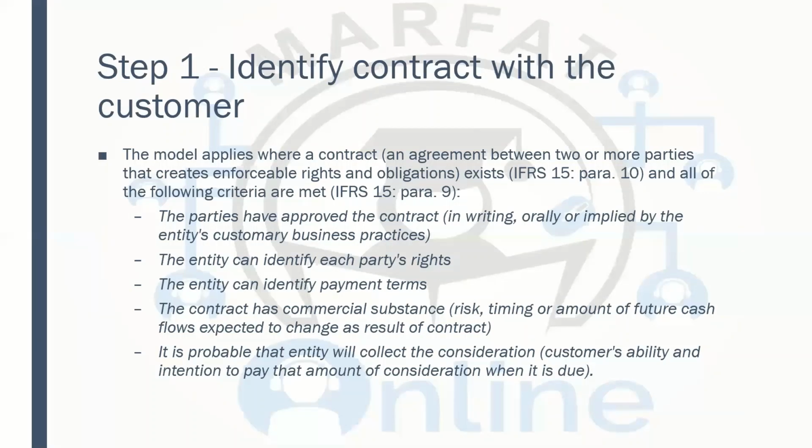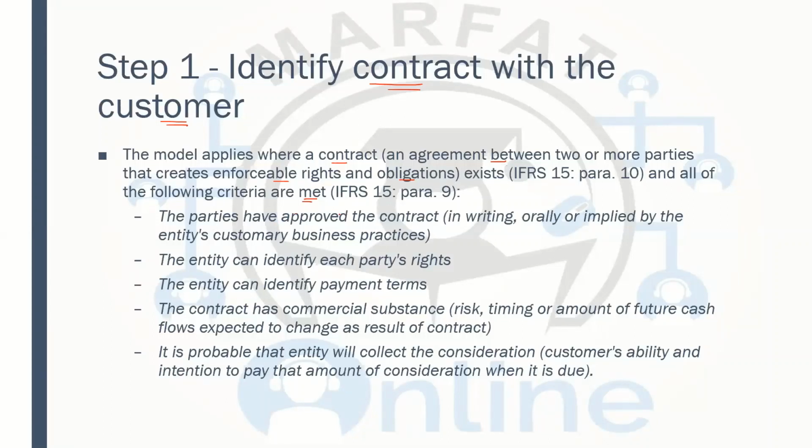Step number 1, as I said, is that you need to identify whether a formal contract exists between the parties. Identify the contract with the customer. The model applies where there is a contract, an agreement between 2 or more parties that creates enforceable rights and obligations. Enforceable rights and obligations means a legally binding agreement exists and all of the following criteria are met. So you need to meet all the criteria.